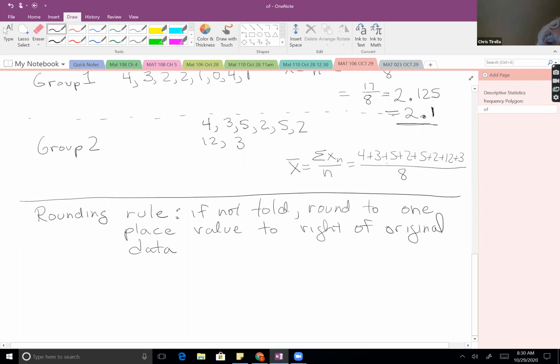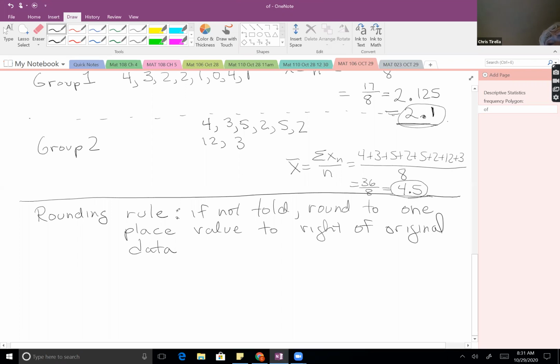4 plus 3 is 7, plus 5 is 12, 13, 14, 19, 20, 21, 33, 34, 35, 36. When I take 36 and divide it by 8, I get 4. I'm sorry, I said 4 and I didn't write it. I get 4 and a half. And again, the mean is not one of the data values.